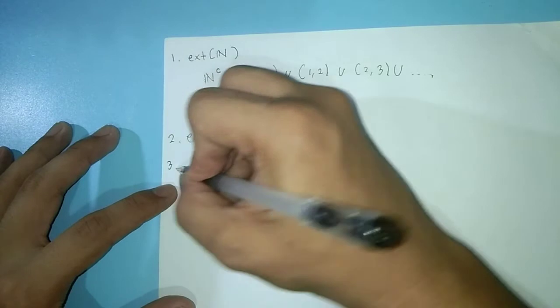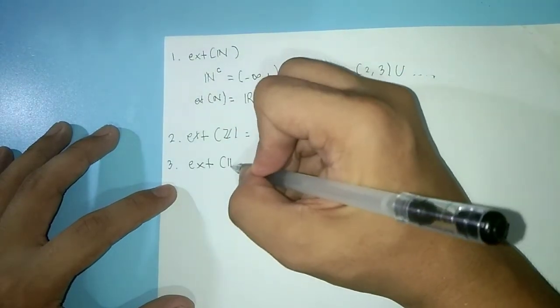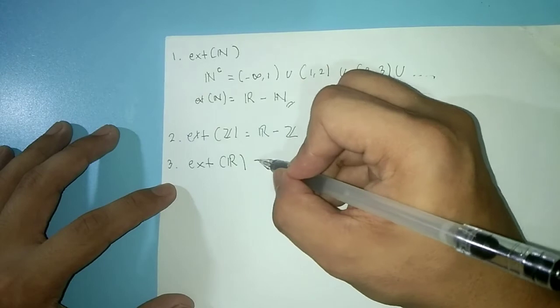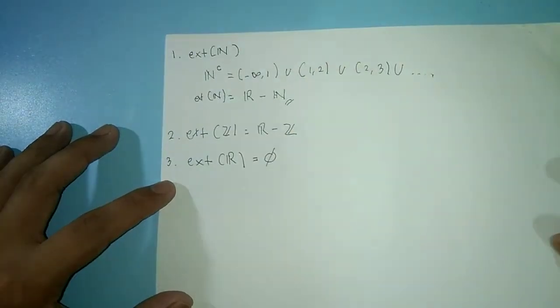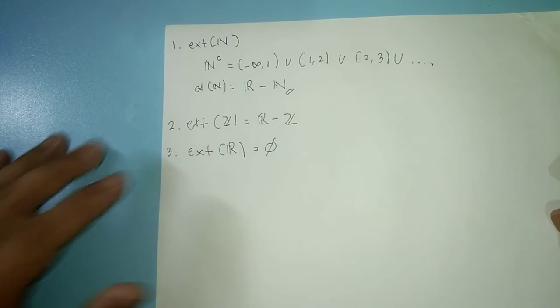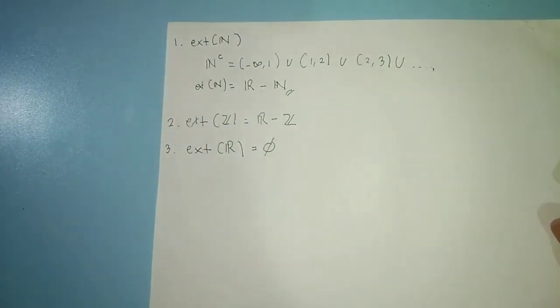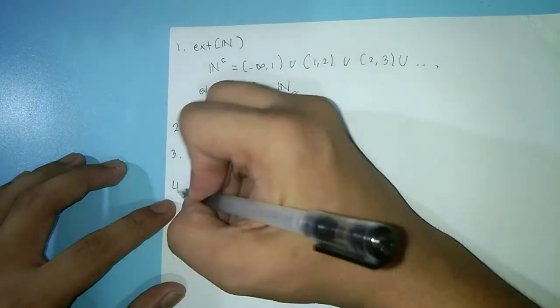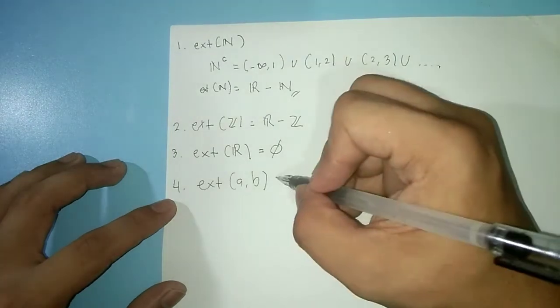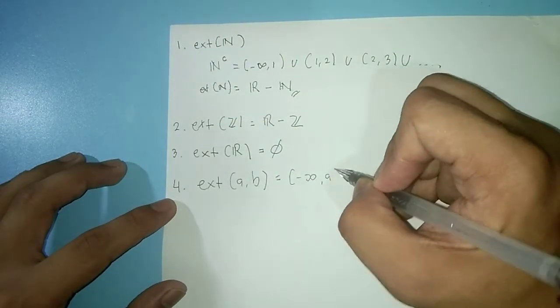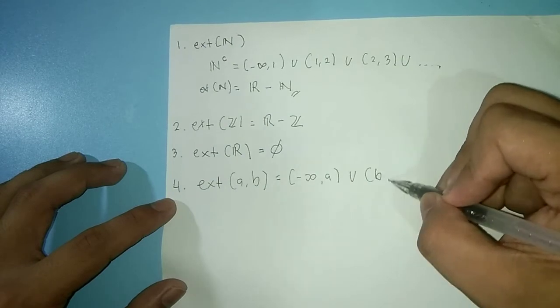Now, let's have exterior of R. So, for exterior of R, since lahat ng points ng R ay interior points, so imposibleng makakita na tayo ng exterior point dyan. So, we have empty set. Okay? So, ibig sabihin, another information, kapag interior point na siya, imposible na siyang maging exterior point. Okay? Now, kapag kinuha naman natin yung exterior ng A, B, so that is negative infinity, A, union B, infinity.